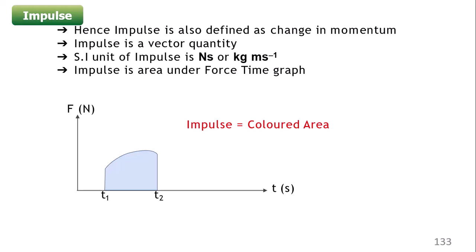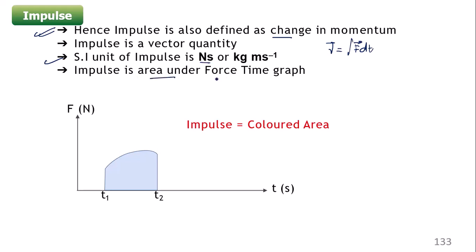Now, hence impulse is also defined as a change in momentum. It is a vector quantity. Why is it a vector quantity? Because I am writing J equals integration of F dt. The impulse has a certain direction, because that is the direction in which the force is acting. Okay. The SI unit is Newton into second.